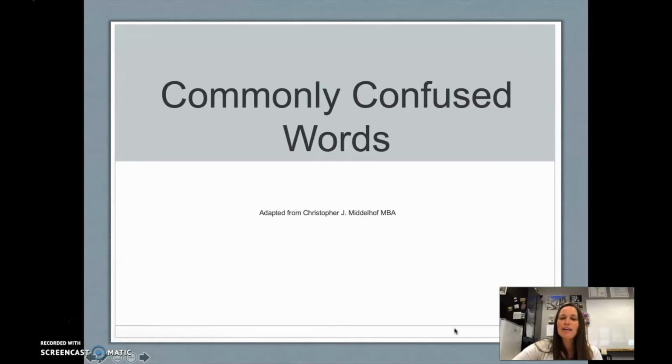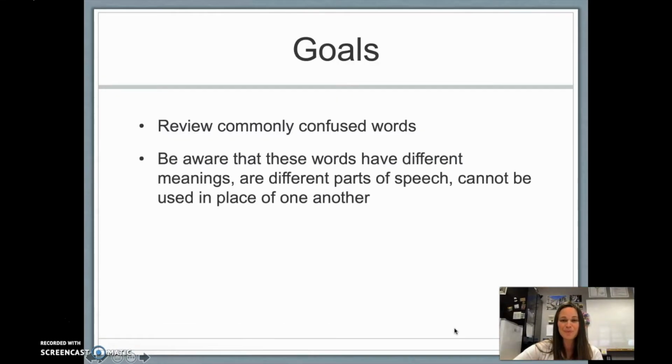After this, we are going to take a quiz on them. So just be aware that you will be quizzed on these, okay? I will also post, after this is due, some of the answers to the Edpuzzle questions, just so you can have something to review, okay?